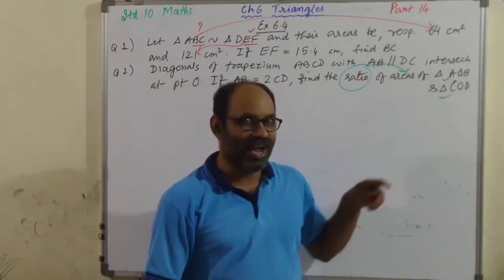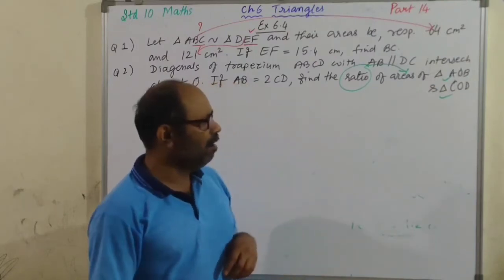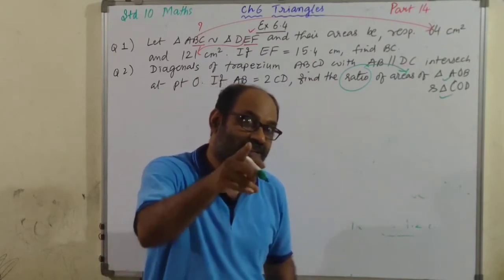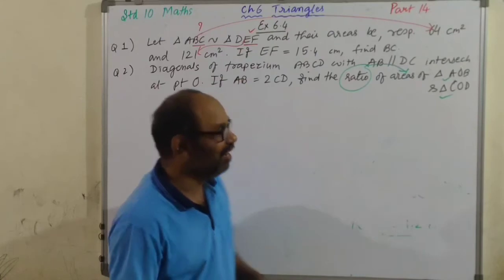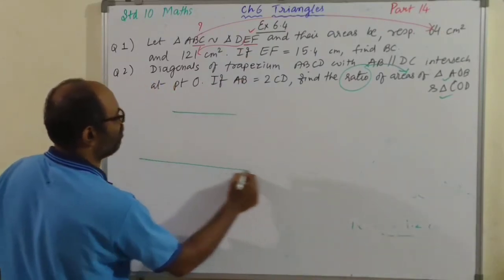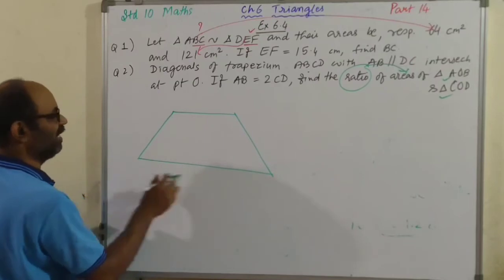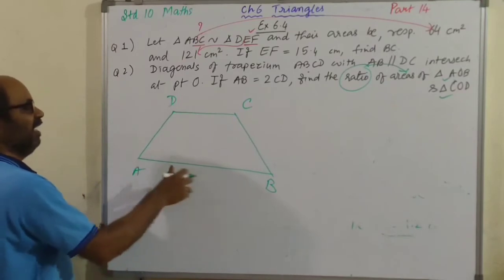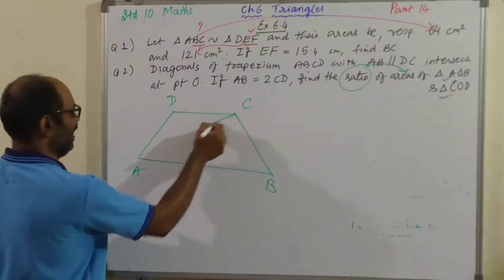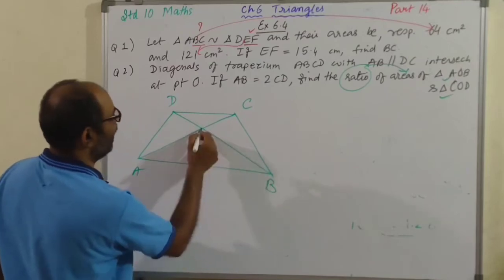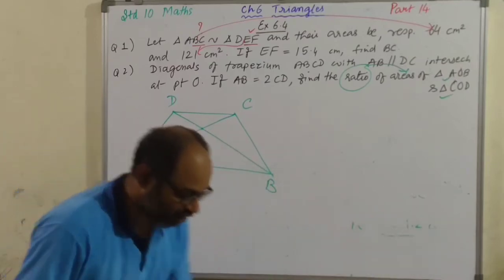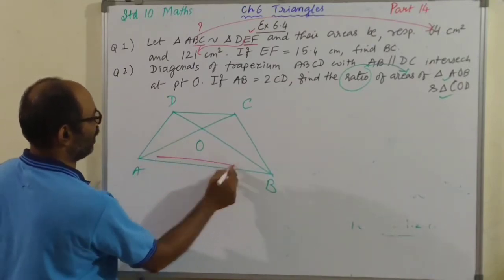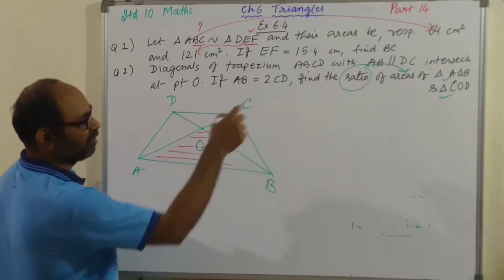Children, are these two triangles similar? No. Then you can't take their ratios. If you want to take the ratio of their areas, first you will have to show they are similar. All right. This is trapezium. Correct? A, B, C, D. AB is parallel to CD. The diagonals AC and BD intersect at O. हमें जो triangle चाहिए वो कौन सा है? AOB. Yeah, this one. AOB. And the other one COD.